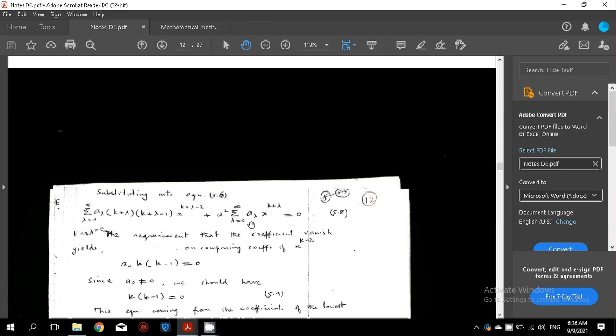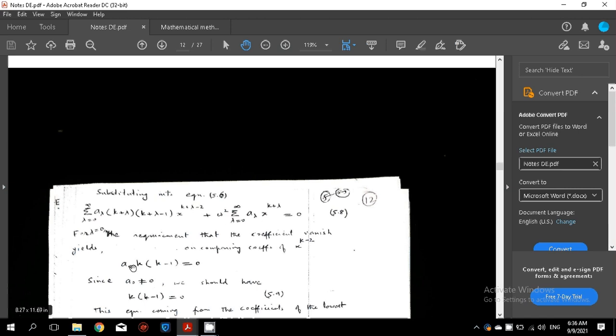Similarly, now we will find the coefficient of the minimum power, that is x to the power k minus 2, from the second term. If we look carefully at the second term, we see that with lambda is equal to 0, the power of x is x to the power k, which is not the minimum power of the first term. So it means the coefficient of x to the power k minus 2 is not present here, so we will write 0 for this.